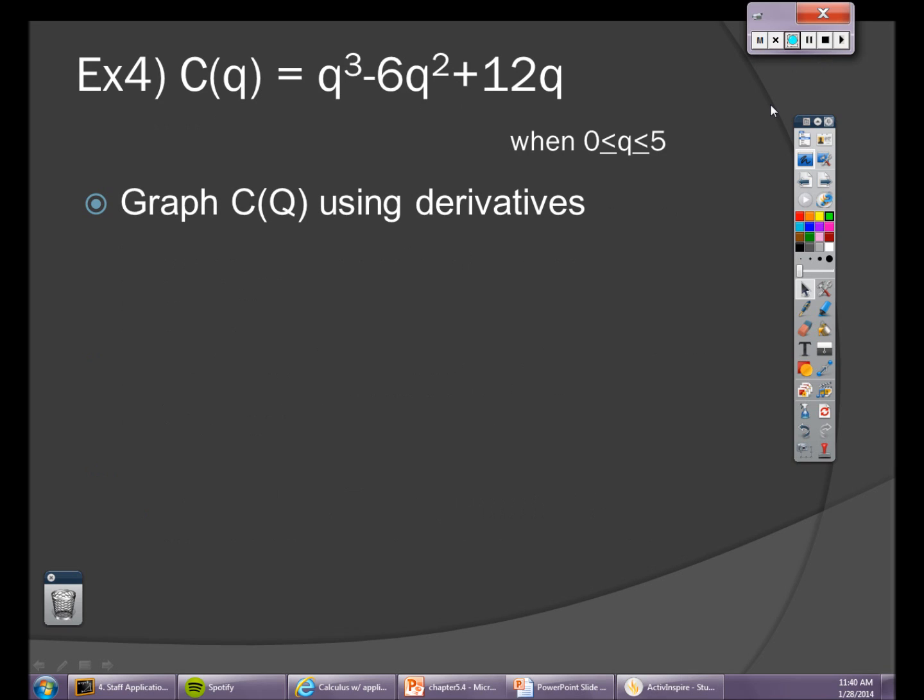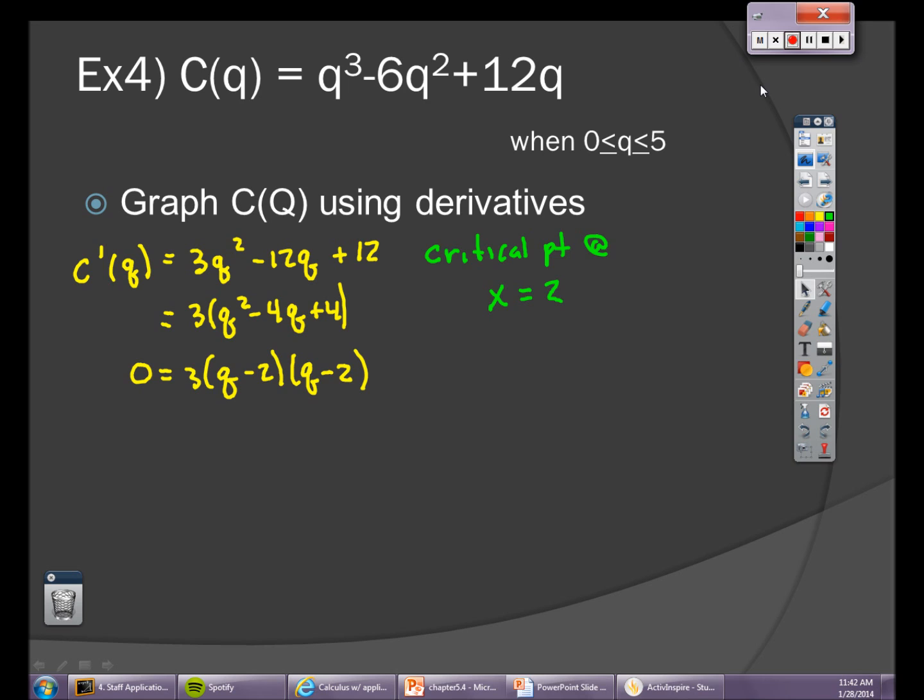Let's look at one last example. Here I've given you a cost function, but this time I have a condition where I can only produce between 0 and 5 items. So let's graph C of Q, but using derivatives, not a calculator. The first thing I'm going to do is take the derivative and then look for any critical points. So I'm now going to factor this and set it equal to 0.